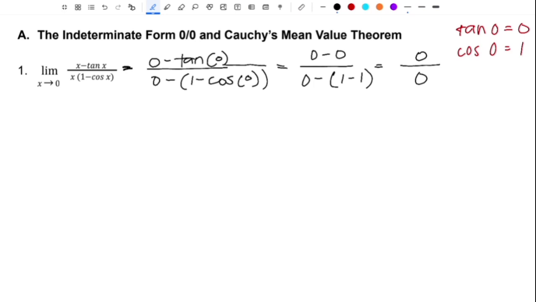And since the limit is indeterminate, this is a great candidate for L'Hopital's rule, which we apply when a limit results in 0 over 0 or infinity over infinity. Since we got this indeterminate form, let's proceed to applying L'Hopital's rule.